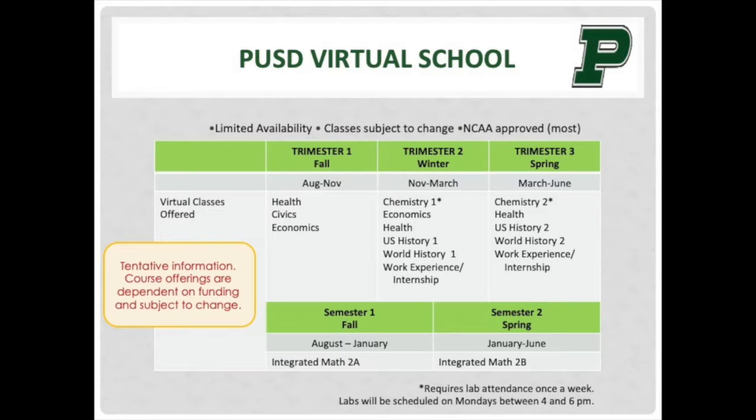Poway virtual courses are available to all students at each high school within our district. Consequently, these courses have limited availability. Most courses are college preparatory and NCAA approved. Note, if your course requires a lab, attendance is required each week. Labs are typically scheduled Mondays from 4 to 6 p.m. at any one of our high school campuses. It is a student's responsibility to provide their own transportation. If interested in taking a Poway virtual course, request the courses on your CRF. Students will be notified at the end of May if they have been enrolled in a Poway virtual course.